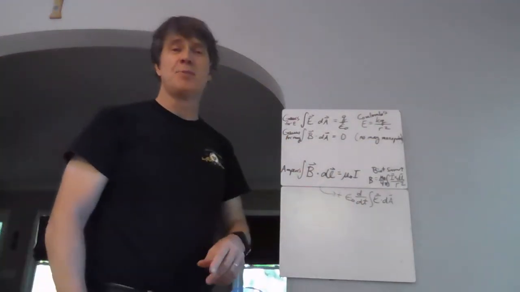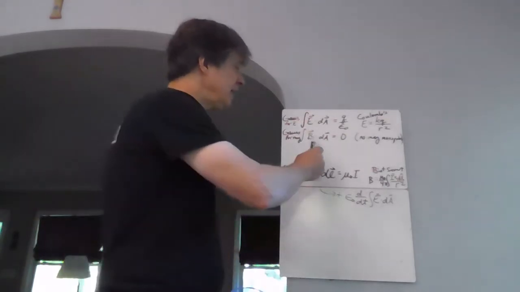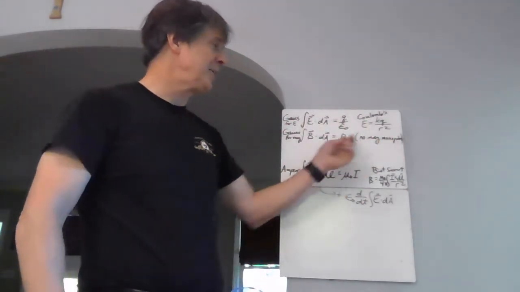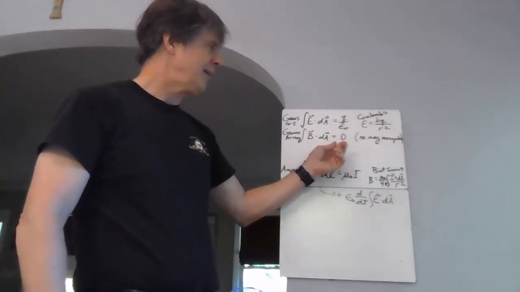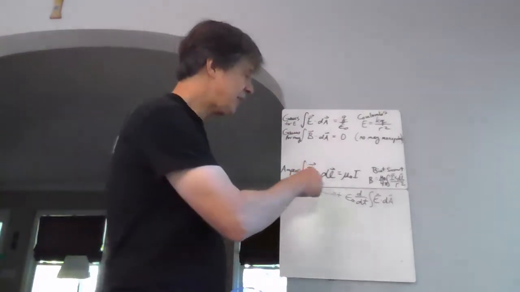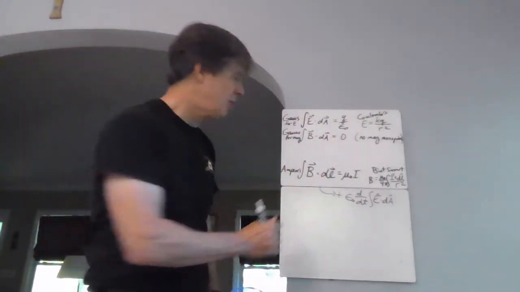Gauss's law for magnetism is a dud. Magnetic fields don't sprout out of anything. There are no magnetic monopoles. What magnetic fields do is described by Ampere's law. They wrap around stuff and form closed loops.